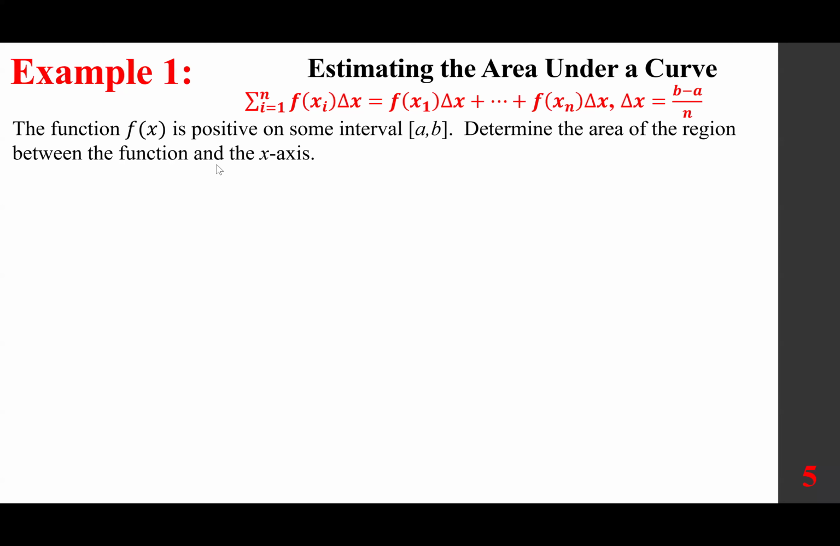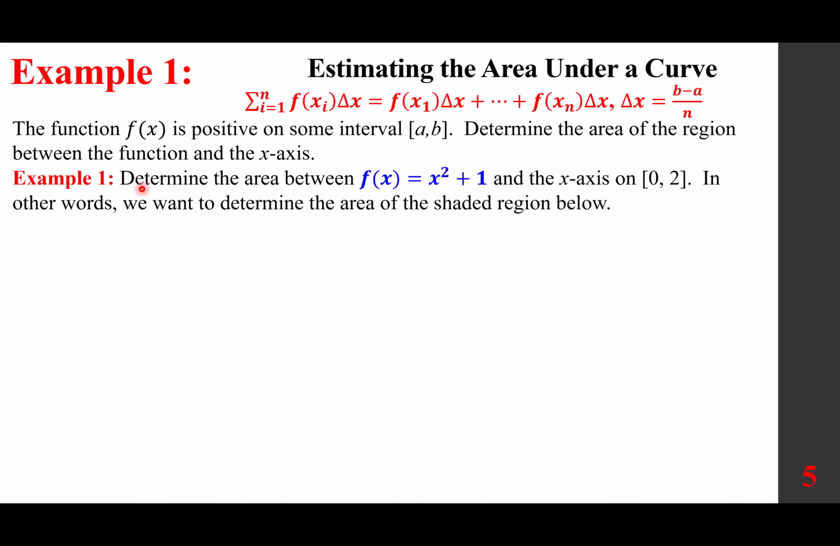The function f of x is positive on some interval of a to b. Determine the area of the region between the function and the x-axis. A simple example. Determine the area between f of x equals x squared plus 1 and the x-axis on 0, 2. In other words, we want to determine the area of the following shaded region.